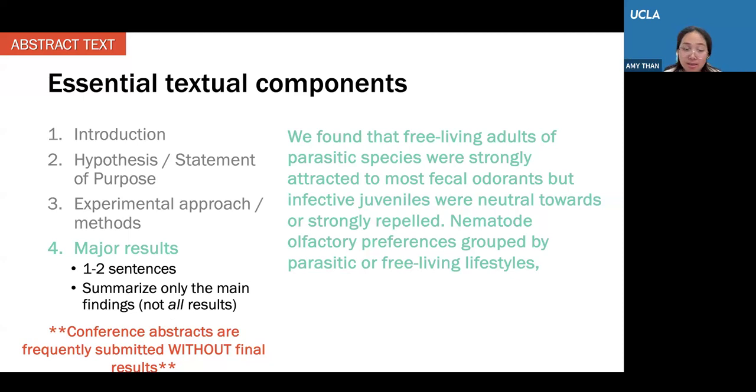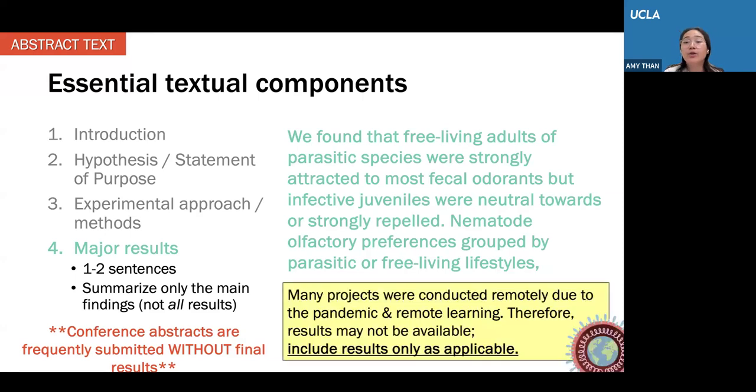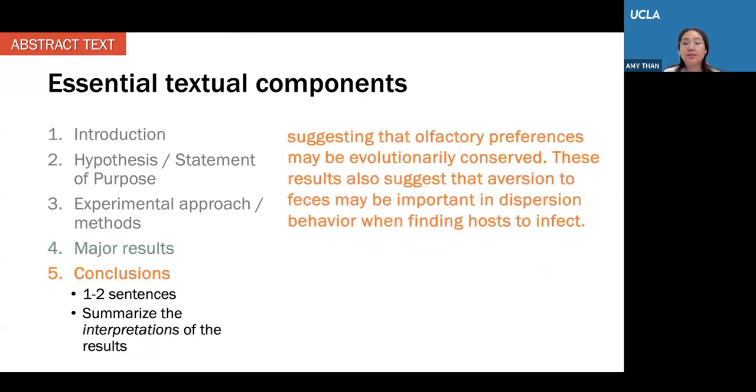For example, for this project, a statement of main results may be: we found that free-living adults of parasitic species were strongly attracted to most fecal odorants but infected juveniles were neutral towards or strongly repelled. Nematode olfactory preferences grouped by parasitic or free-living lifestyles.